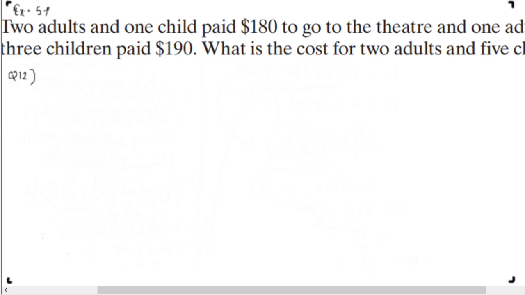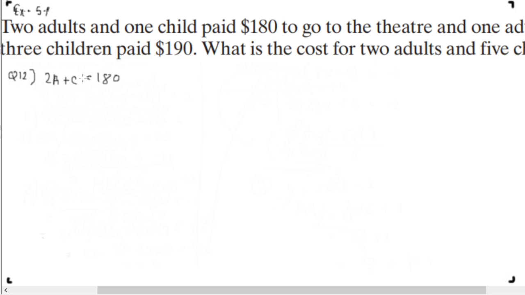2 adults and 1 child pay $180 to go to the theater, and 1 adult and 3 children paid $190. What does it cost for 2 adults and 5 children? So again, this is another simultaneous equation. 2 adults and 1 child, right? So 2a plus c. Now I'm denoting adults as a and c as a child, right? 2a plus c is equal to 180.